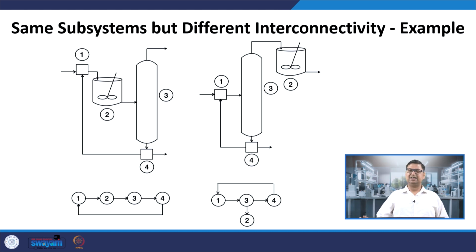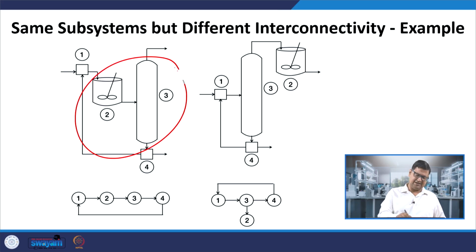For example, in this case, I am showing you two systems which have the same subsystems as earlier. 1 is still a mixer, 2 is still a reactor, 3 is still a separator, and 4 is a splitter, but they are connected differently. And clearly you can imagine that these two things will behave very differently. Why? Because in this case the reactor is followed by the separator. Whatever reaction product is there, that I am separating, the desired product is going out, and the undesired product and unreacted reactants I am recycling or purging.